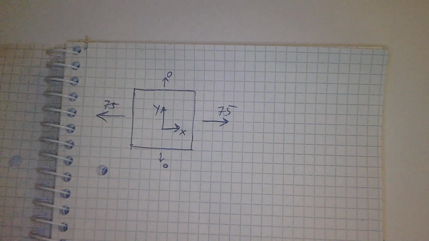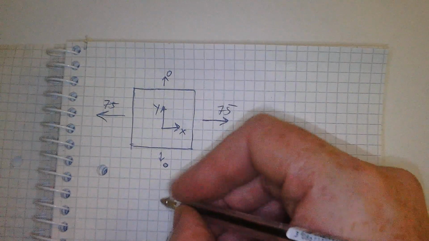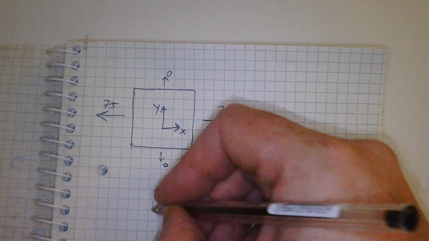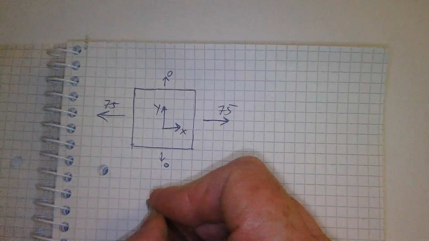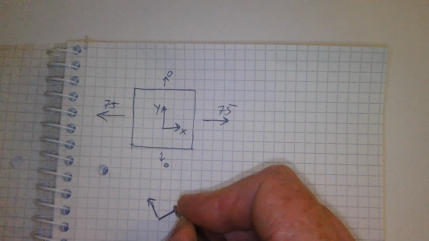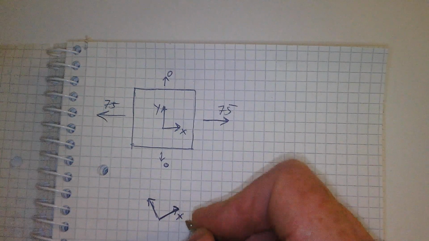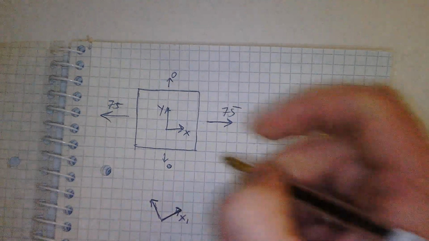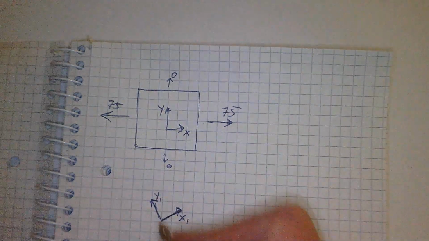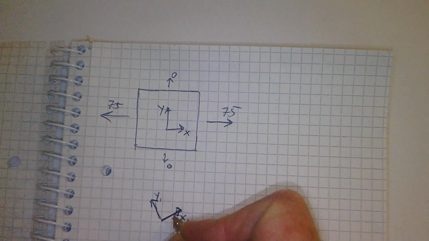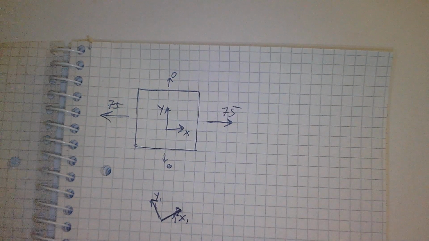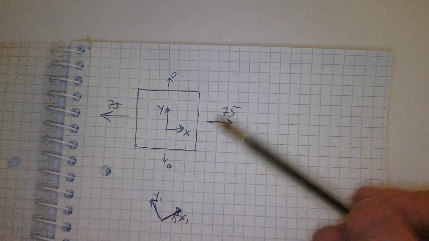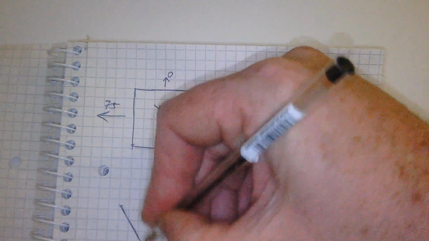If we were to go 37 degrees anti-clockwise, our new coordinate system would be something like this. Say x1, y1, or x prime, y prime, as you'll see it sometimes. I'll just call it x1, y1, where that angle there is 37 degrees. So x1, y1 is 37 degrees anti-clockwise from xy. Okay?